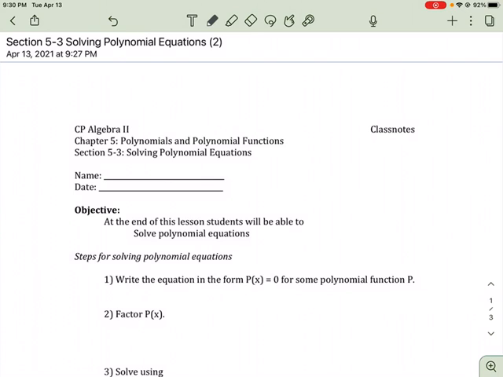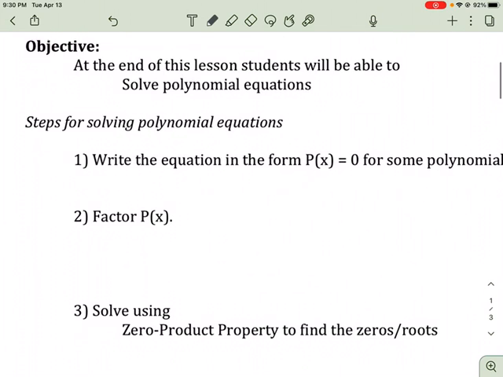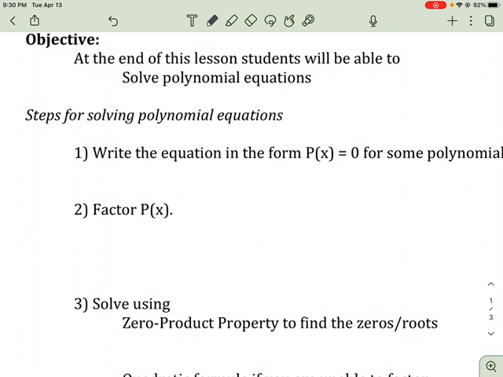Okay? Now there are other points to solving, like solving applications and things like that, but I think we're going to just focus on the graphing point of this. All right, so our goal today is that we're going to solve polynomial equations. So we have three main steps. First, write the equation in p of x equals 0 form for some polynomial function. So basically that means set the polynomial equal to 0.